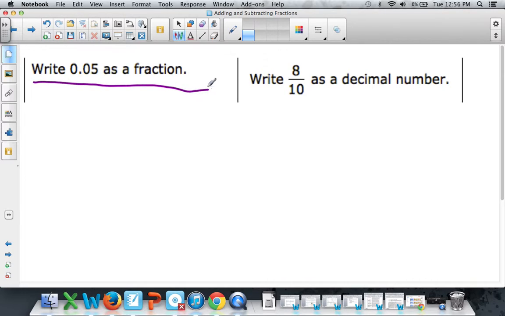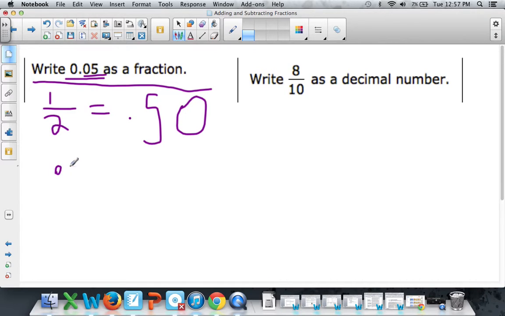Write 0.05 as a fraction. Hopefully you don't think that's 1/2. You don't think that. Because 1/2 is actually equal to only 0.5, or in other words, 0.50. This is 0.05, that extra 0 right there. In order to figure this out, you should put these two numbers over 100.